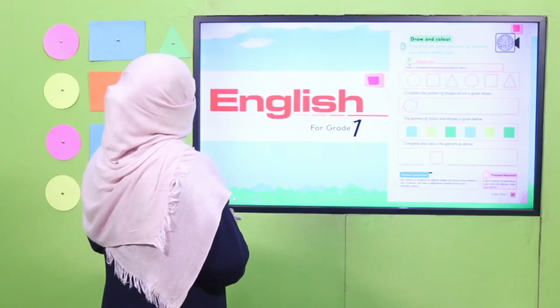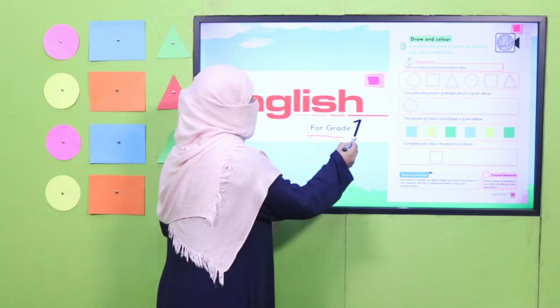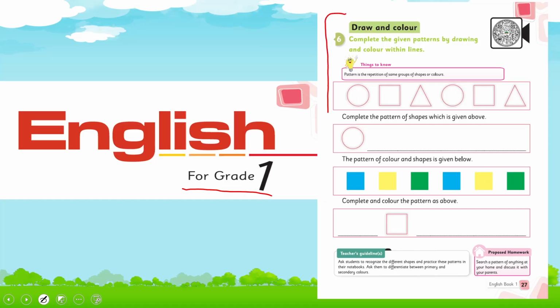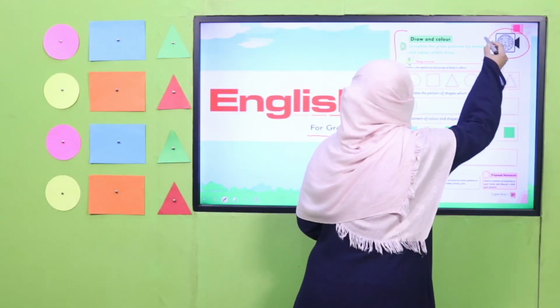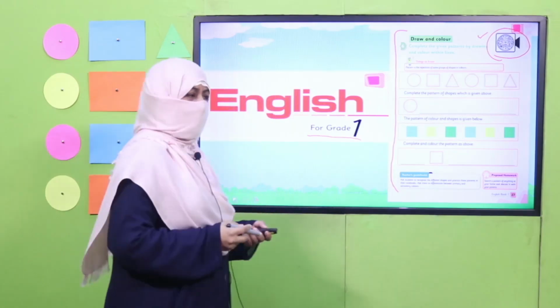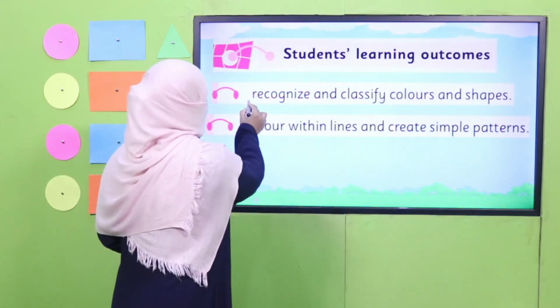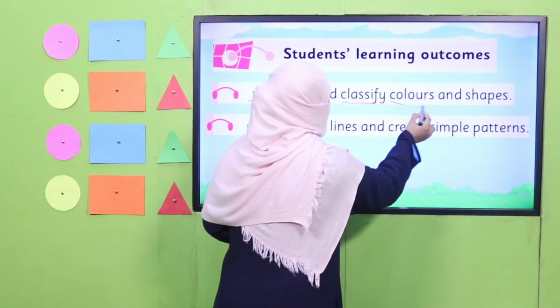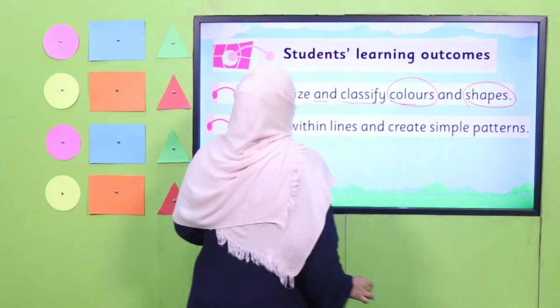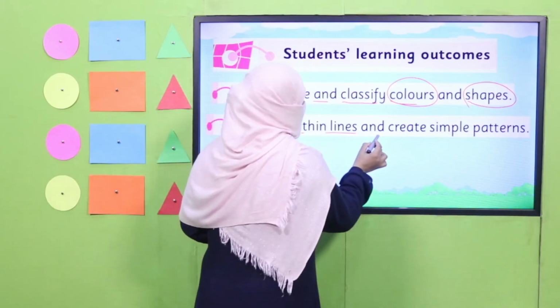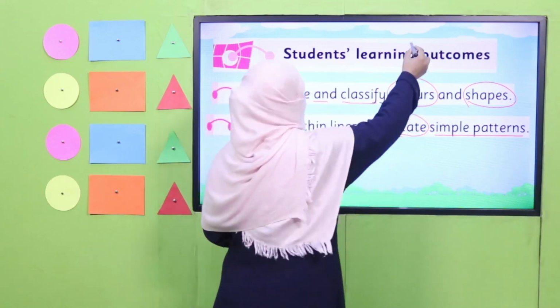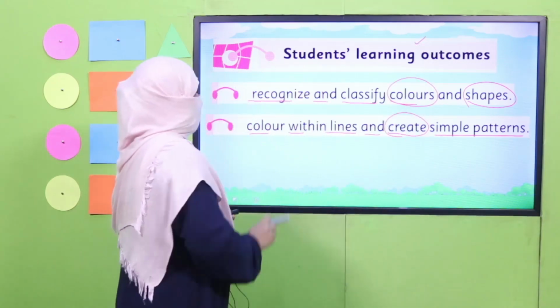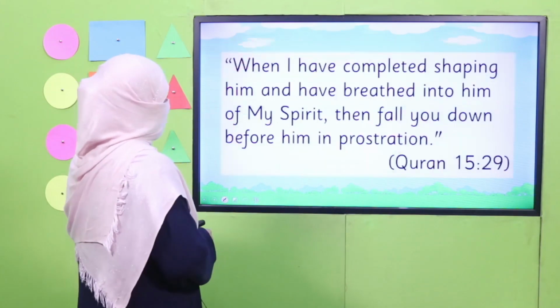So, in your previous class, English for grade 1, I have taught you about colors, about shapes, about patterns. I hope you remember. If not, you may watch this video again. So today we'll learn further and we'll cover the SLOs to recognize and classify colors and shapes, and we'll color within lines and create simple patterns. These are our today's SLOs. So my dear children, let's start with the name of Allah subhanahu wa ta'ala.